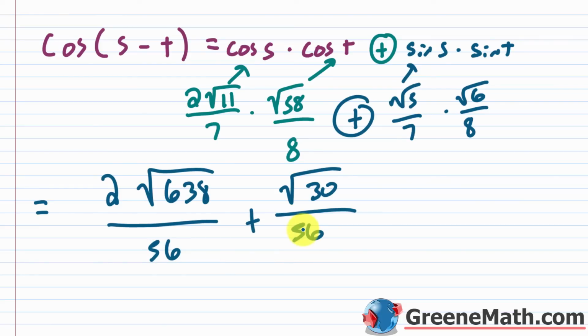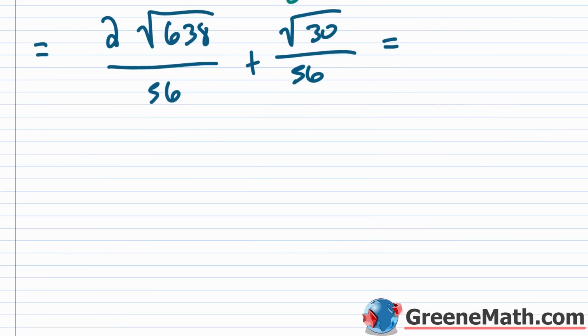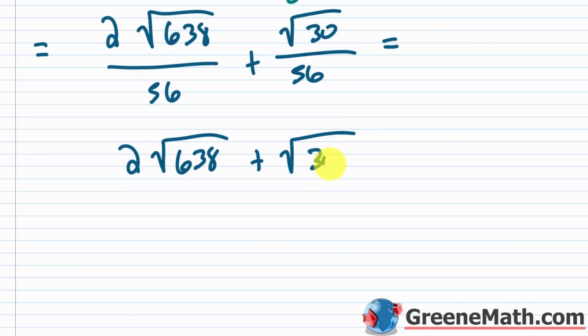Can you do anything here? No, you can't. This is going to be as simple as you can make this. You can write it with a common denominator and just say this is 2 times the square root of 638 plus the square root of 30 over the common denominator of 56.